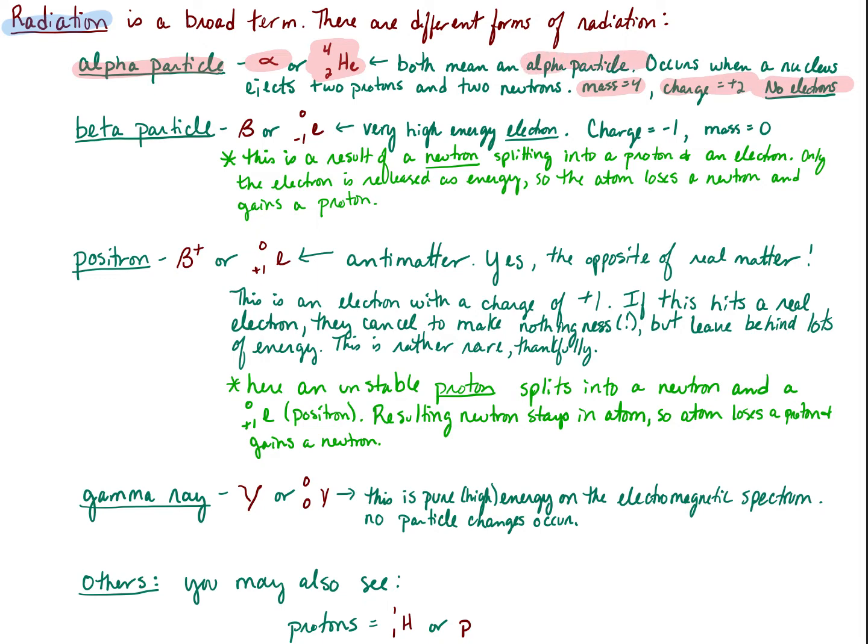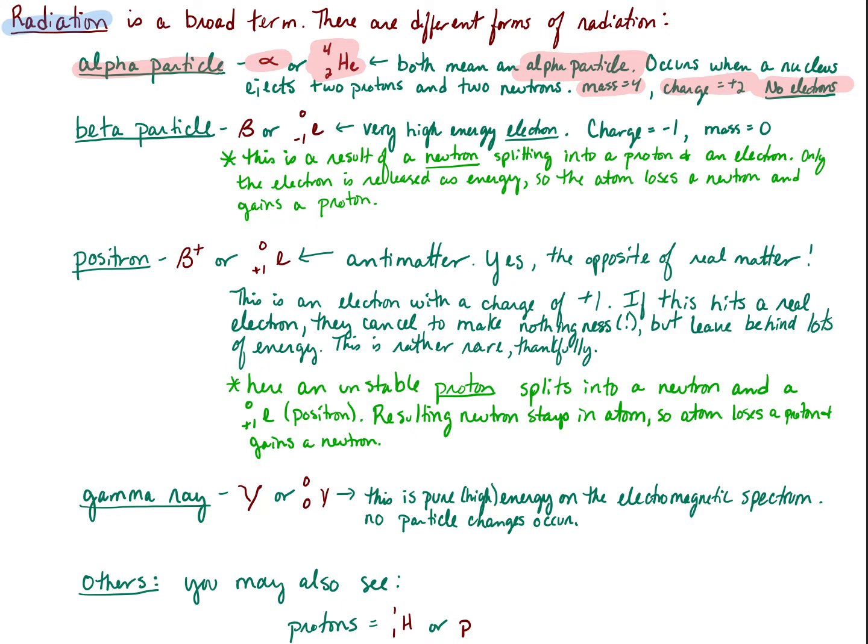So if you remember, we talked about Rutherford's experiment. He was shooting alpha particles. This is what he was aiming at the gold foil. This is what happens when a nucleus ejects 2 protons and 2 neutrons from its center.